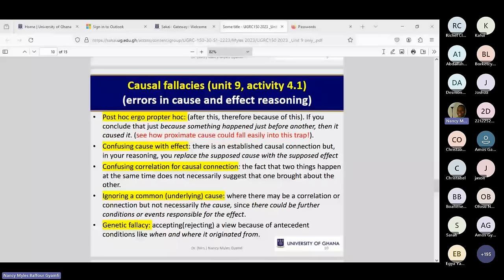Now we can move on and finish up with fallacies. The fallacies where we have done two already. Can you tell me some causal fallacies you know? Any two? I want a chorus answer. Post hoc ergo. Well done, everyone.